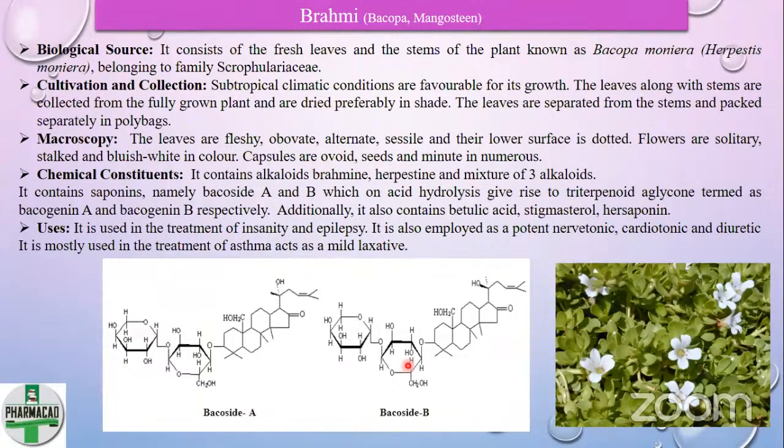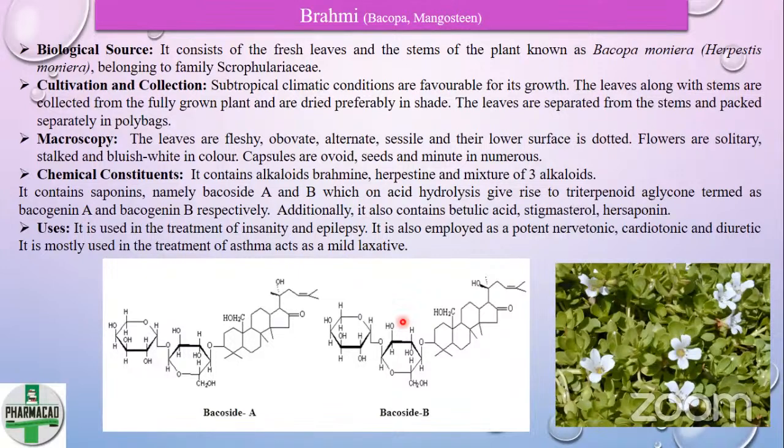Major chemical constituents are the alkaloids brahmine and herpestine, a mixture of three alkaloids. It contains saponins, namely bacoside A and B, which on acid hydrolysis give rise to triterpenoidal aglycones termed bacogenin A and B respectively. Additionally, it also contains betulic acid, stigmasterol, and herpestin. Now, this Brahmi is basically used in treatment of insanity and epilepsy, and it is also employed as a potent nerve tonic, cardiotonic, and diuretic. Mostly, it is used in treatment of asthma and as a mild laxative.